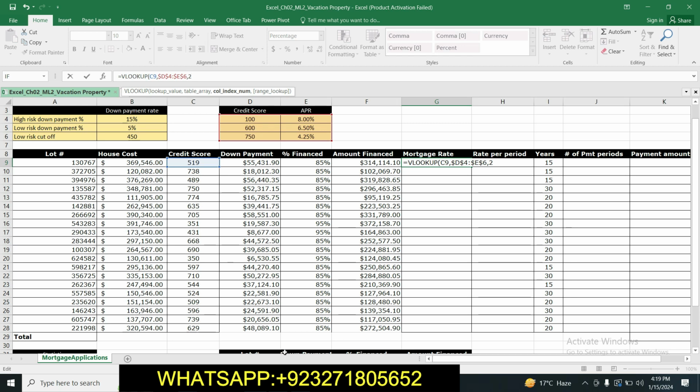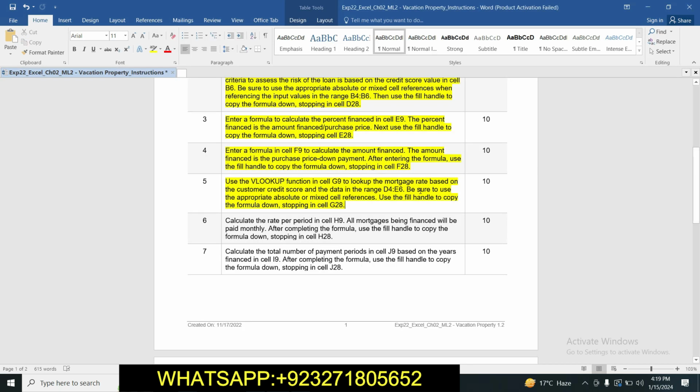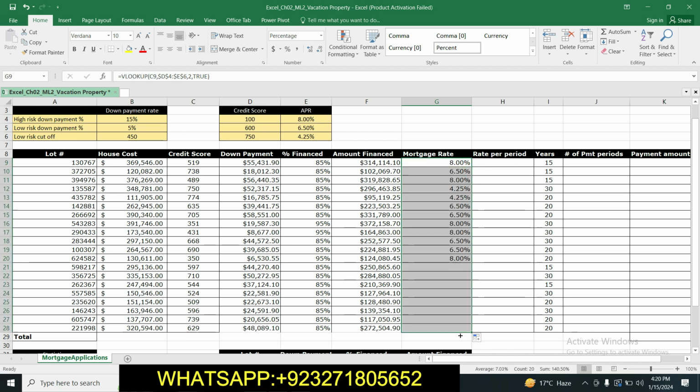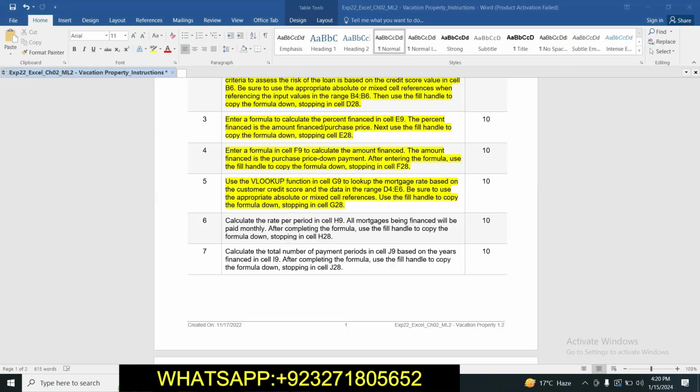We have to find the mortgage rate based on the customer credit score and we have the appropriate absolute reference. Write TRUE. Press enter. It calculates our mortgage rate. Use the autofill handle to copy this formula down. We can calculate our mortgage rate by using this VLOOKUP function. Step number 5 is completed.